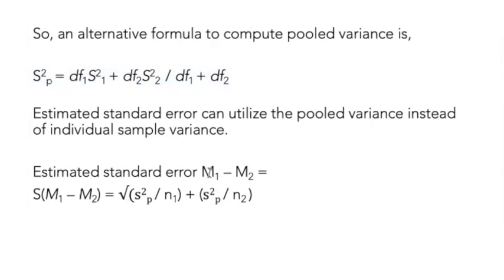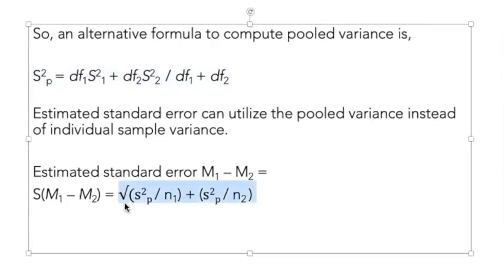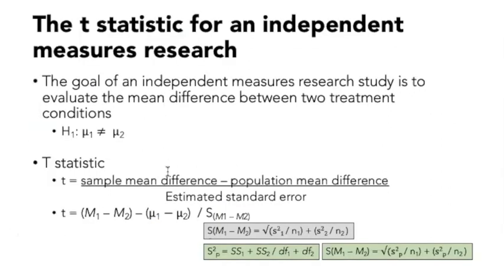So estimated standard error, this is the formula. Square root of pooled variance of group 1 and group 2 divided by, so pooled variance is of course the same value for both the groups, so square root of pooled variance divided by number of cases of the first group plus pooled variance divided by the number of cases of the second group. Okay, and this is exactly what we have discussed so far. So this is your calculation.